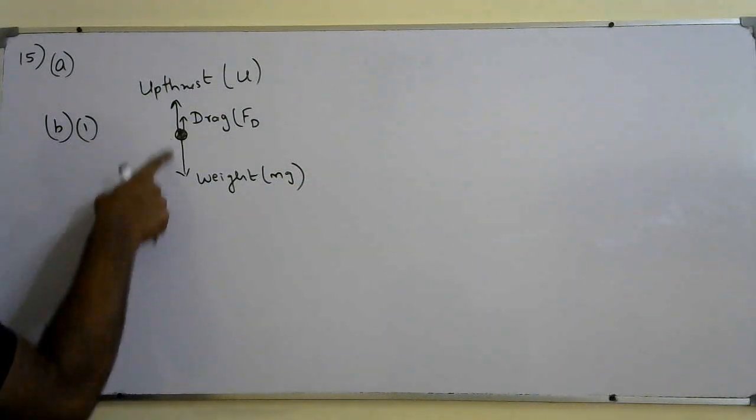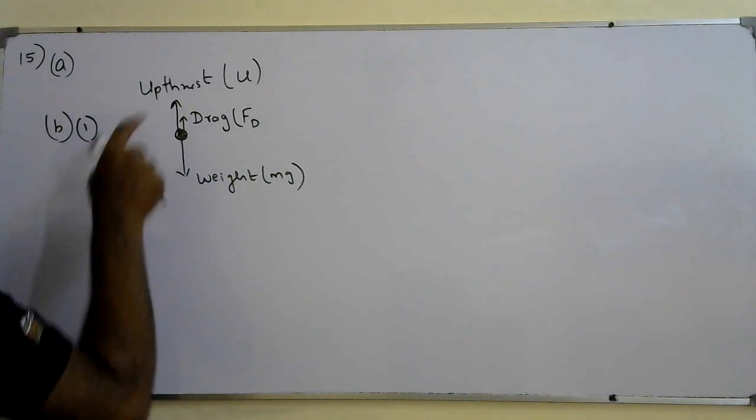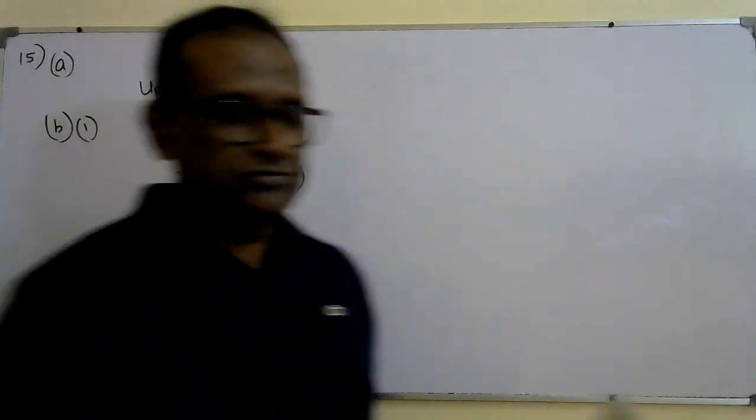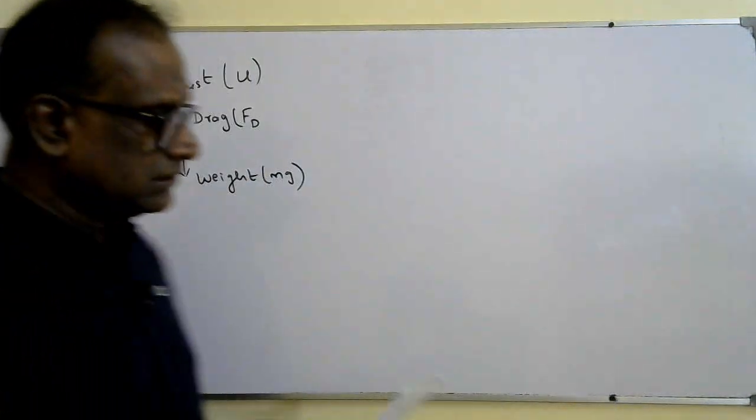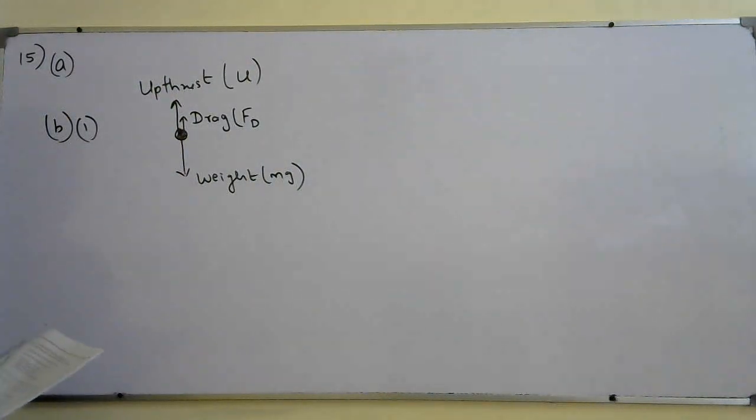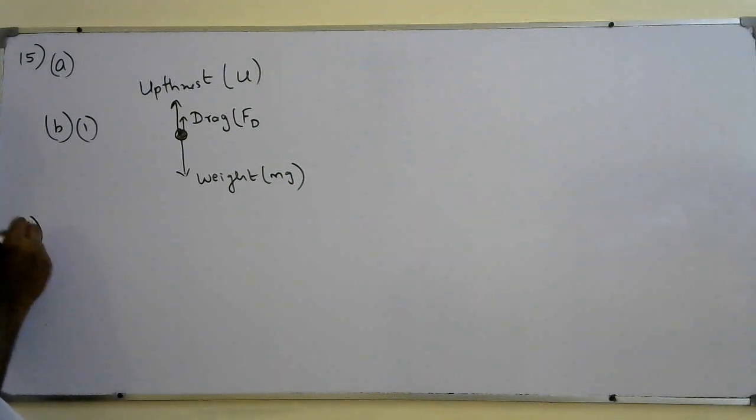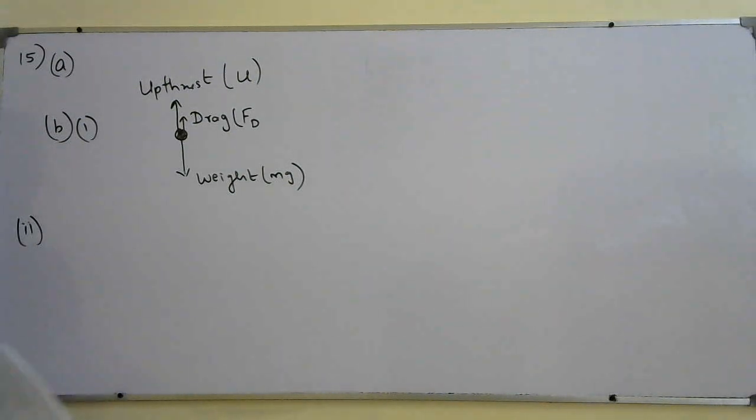So that means the length of the weight arrow should be longer than each of those two upward forces. Right. Now the second part, there's a calculation. Okay, so that is the second part. This is the B part, first part, B part, second part.